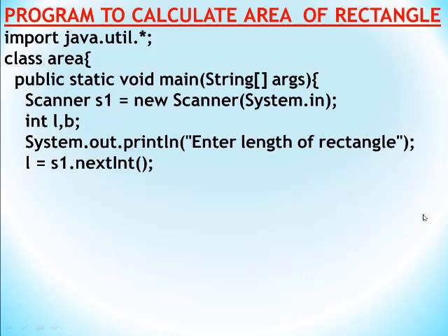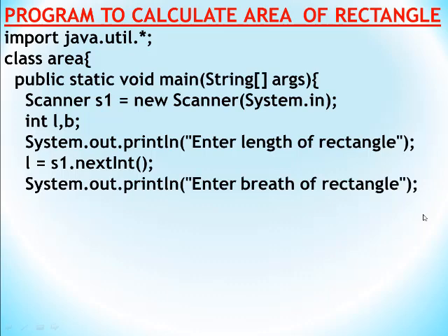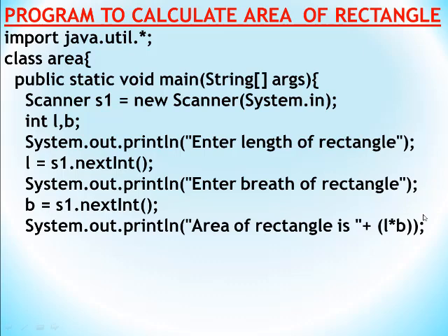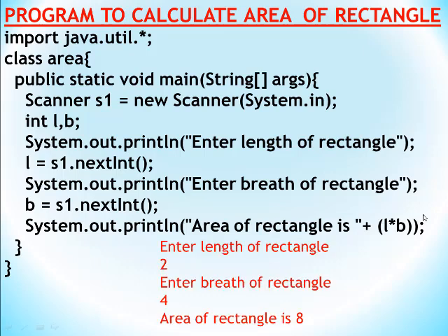First enter the length. Because length is an integer value, you have declared an integer, so you'll use the nextInt method. Similarly for breadth, you have declared it as an integer variable, so you'll write s1.nextInt to input an integer value as the breadth of the rectangle. And to print the area, the formula is length into breadth, so you can directly calculate length into breadth within the print statement, and if you execute it you'll get this type of output. Whatever input you give, accordingly the area will be calculated.